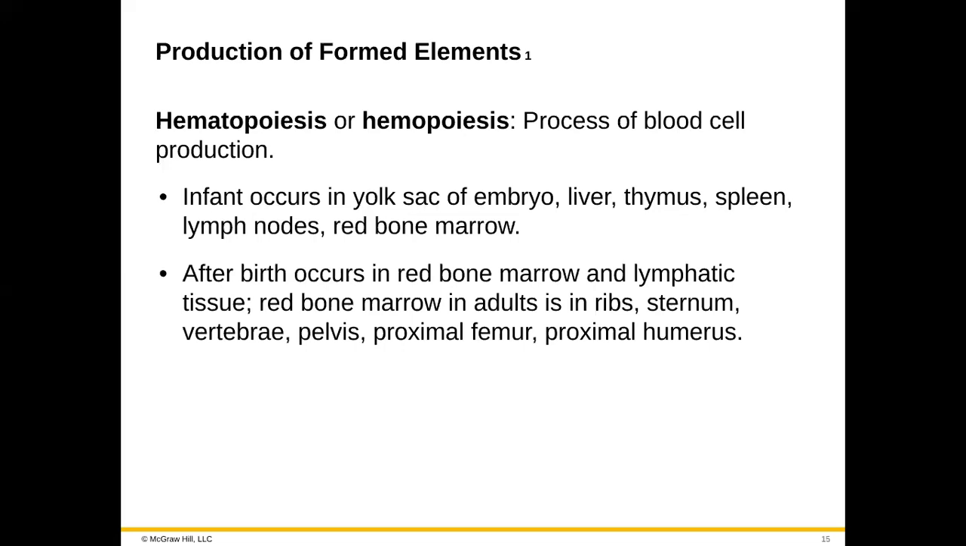It can also occur in the spleen, the liver, the thymus, red bone marrow, and the lymph nodes. Once birth occurs, red bone marrow and lymphatic tissue is where this will occur. Red bone marrow in the adults, we'll specifically find in the ribs, the sternum, the vertebrae, the pelvis, proximal humerus, and proximal femur.